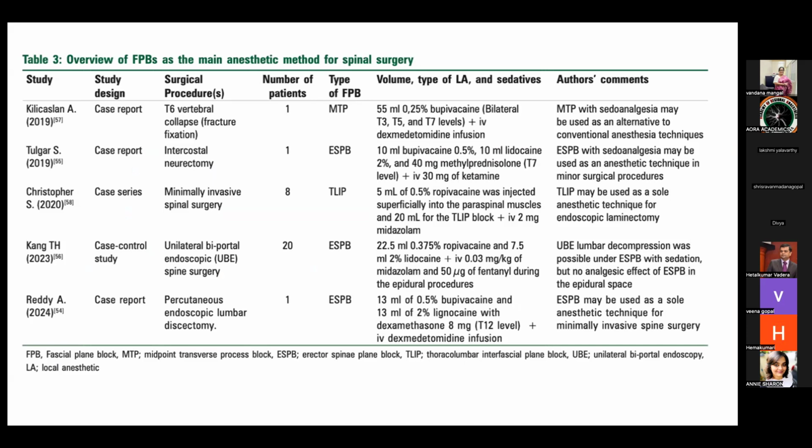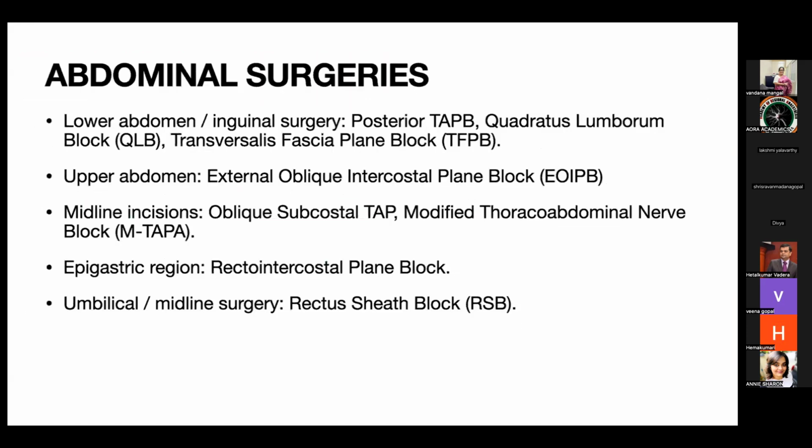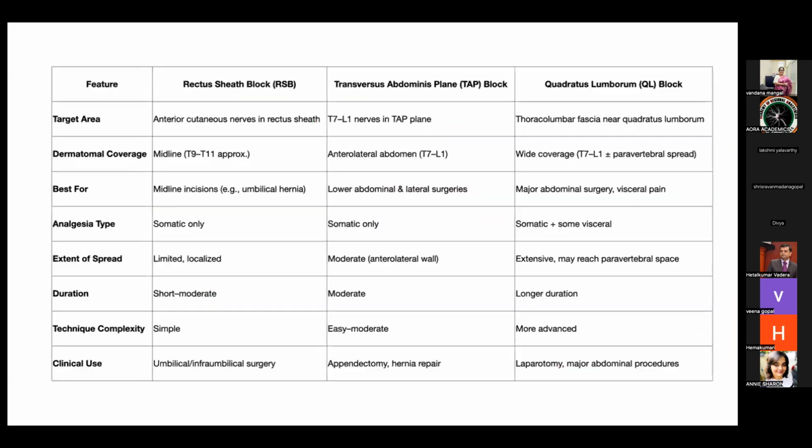For various surgeries, they are predominantly using these paravertebral blocks. For abdominal surgeries, again, various blocks are used in this particular study. We'll be covering the rectus sheath block, the transversus abdominis plane block, and the quadratus lumborum plane block. The target area is the anterior cutaneous nerve in the rectus sheath, the T7 to L1 nerves in the TAP plane, and the thoracolumbar fascia near the quadratus lumborum.